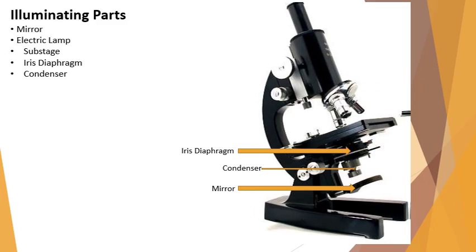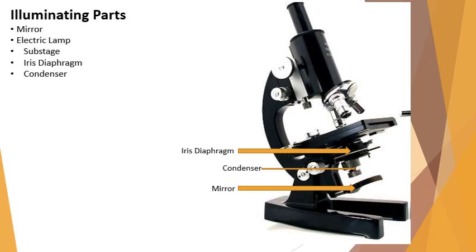Now we're looking towards the illuminating parts of the microscope. Here we have a mirror. This one is a mirror or any light source. We also call it an illuminator. It is located beneath the stage and has concave and plane surfaces to gather and direct light in order to illuminate the object. So the main purpose of this mirror or illuminator or electric bulb is to focus light on the specimen.